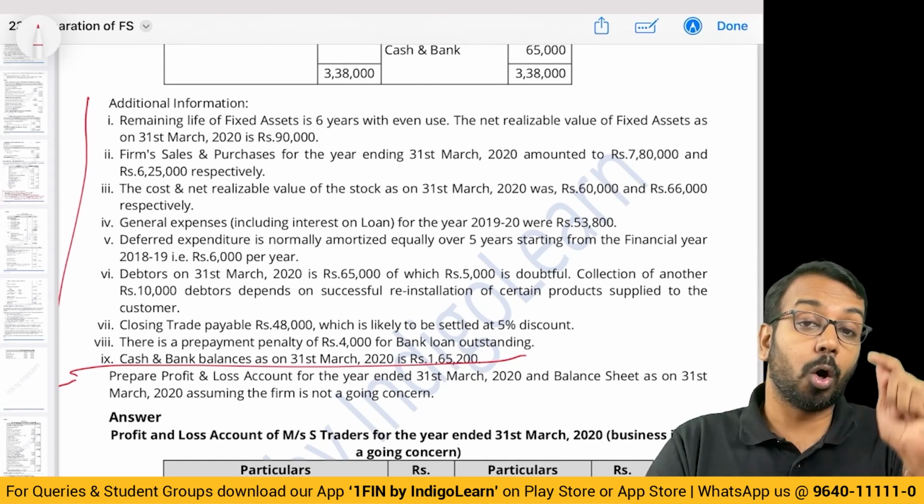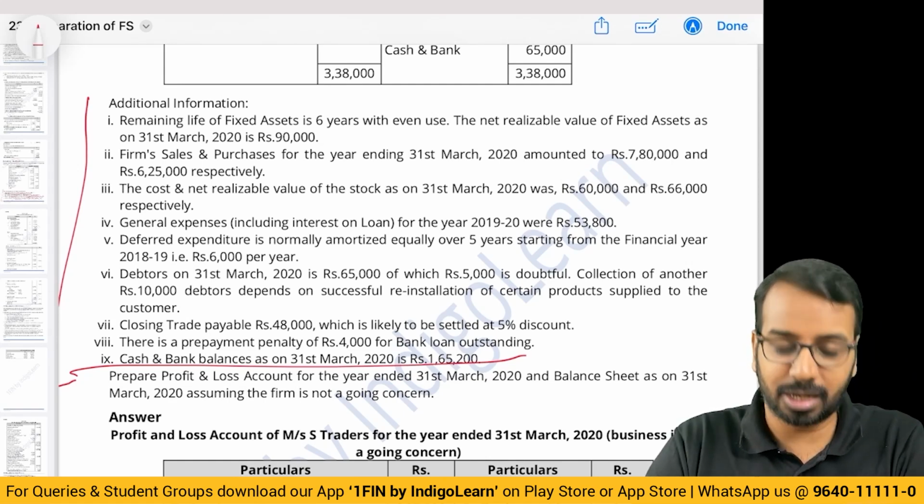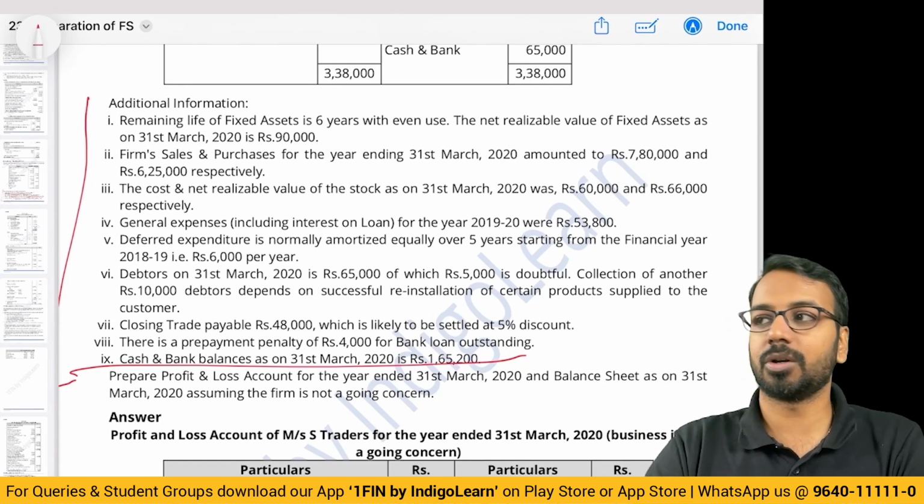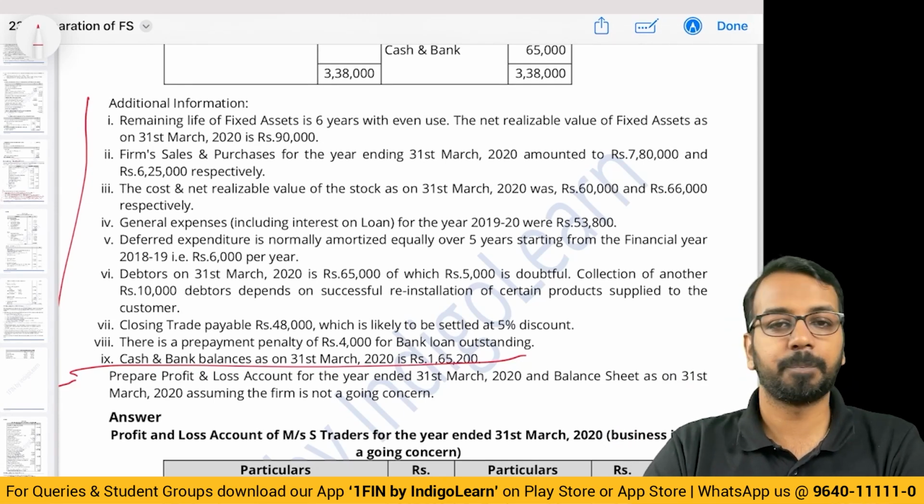Yes, read all the adjustments in the study material and see whether you can handle those adjustments or not. All clear?